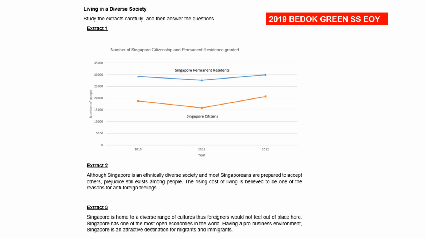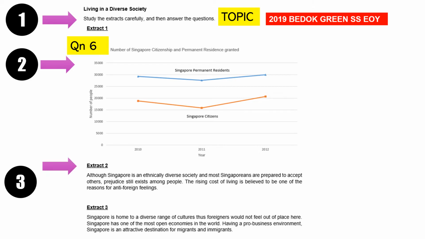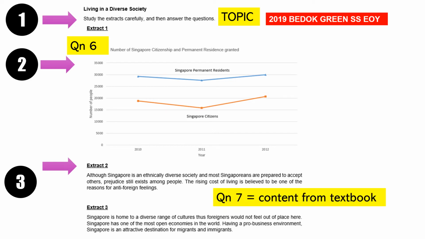So let's take a look at SRQ sample example 1. We are looking at the Bedok Green paper. When we look at the question paper itself, the first thing is that living in a diverse society is the topic. Extract 1 itself can be a graph, it can be a cartoon, it can just be words. It is for Question 6, whereas for Question 7, you look at Extracts 2 as well as Extract 3. It comes from the content from the textbook, and specifically it is for Question 7.